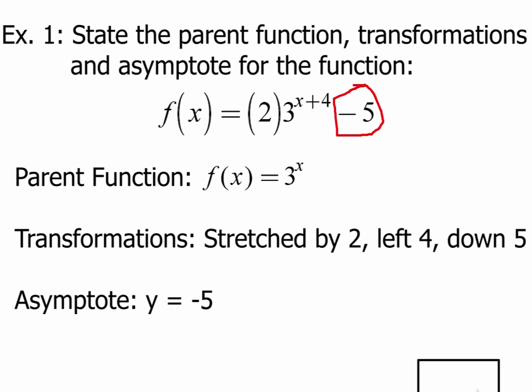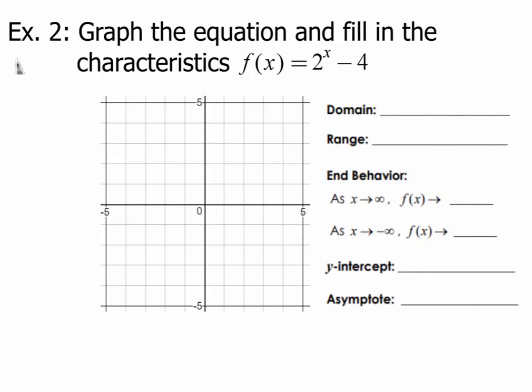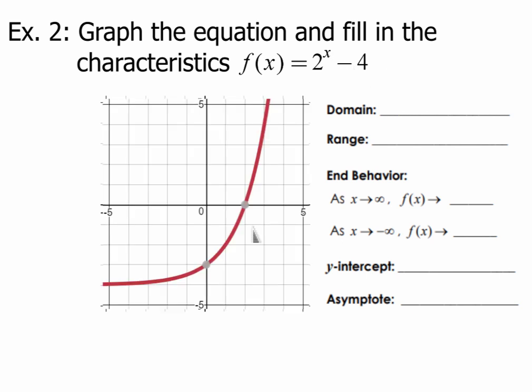All right, another example. We want to graph this equation and fill in the characteristics of f of x equals 2 to the x minus 4. First off, here's our graph. I just used some points that I got off a graphing calculator, like 0, negative 3, and 2, 0 to graph this. There's some things we can fill out from it.